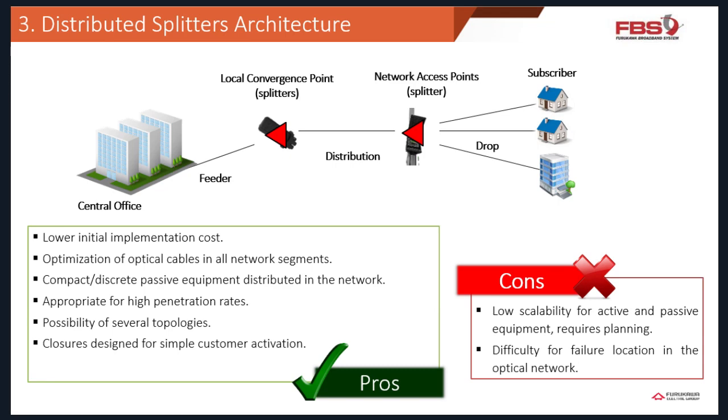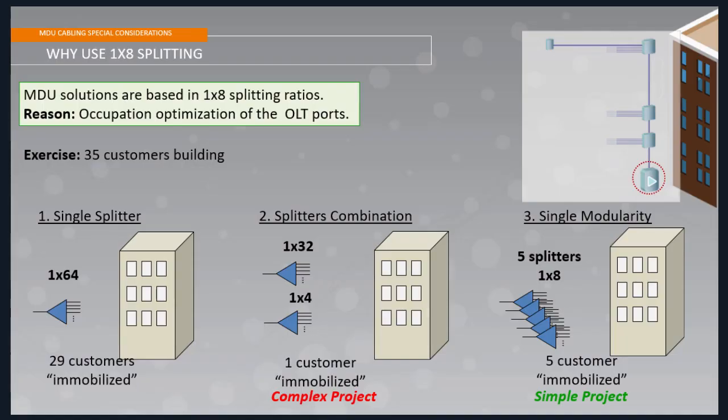Well, why 1/8 splitters? This is the explanation, using the MDU example. Let's imagine we have a building with 35 customers, right? In the first situation, if we use 1/64 splitters, you can say, okay, I can put a 1/64 splitter in the base of that building and it's covered. The problem is you lose 24 customers in your equipment. You can try to optimize and have several combinations. I could use a 1/32 splitter and also add a 1/4 splitter, and you will lose just one customer.